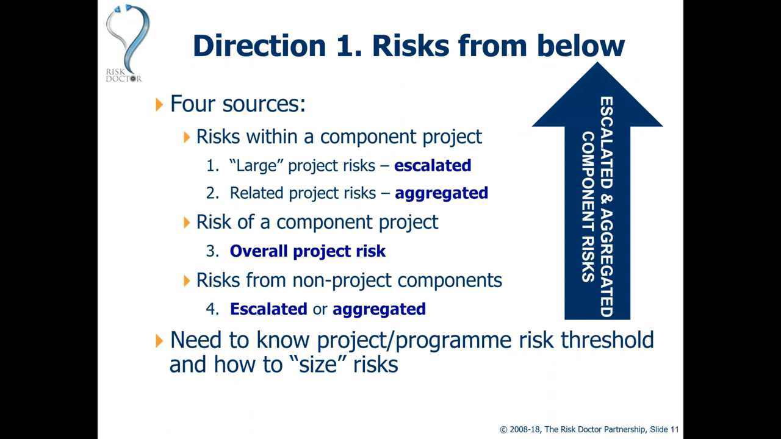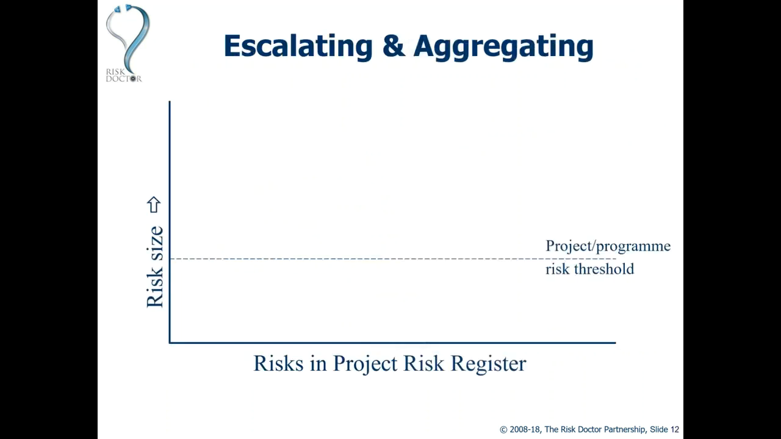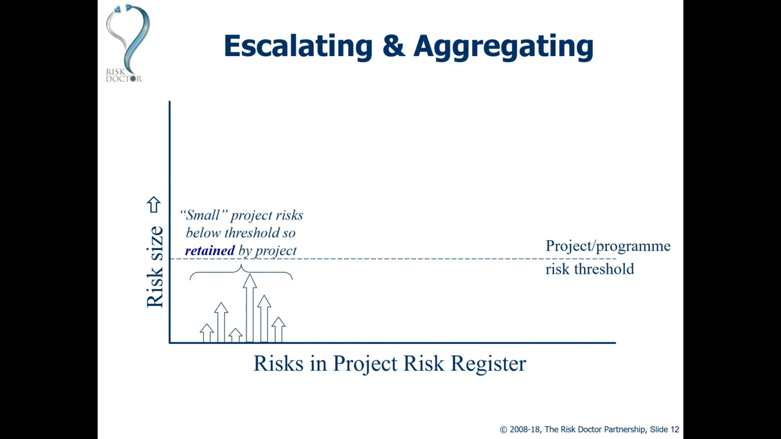We also know how to decide how big a risk is when we're talking about large risks or small risks. And again, that's something which is fairly standard project risk management. So here's a diagram that says the same kind of thing about escalation and aggregation of our project risks. We might have a whole bunch of risks in our project risk register, which are different sizes. The ones that remain below the project program risk threshold, so their impact is only of a size that would affect the project, but it wouldn't affect the overall program, then these risks are retained by the project and we're not interested at program level.